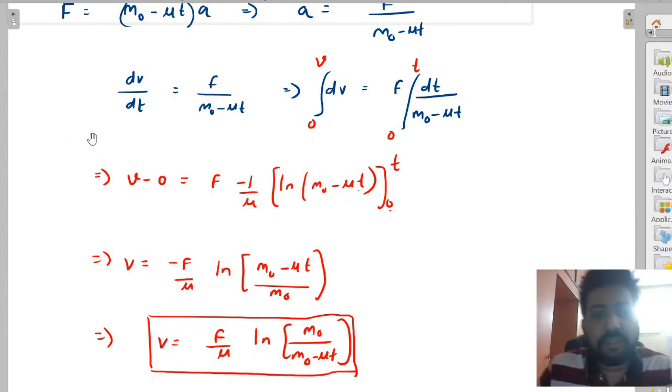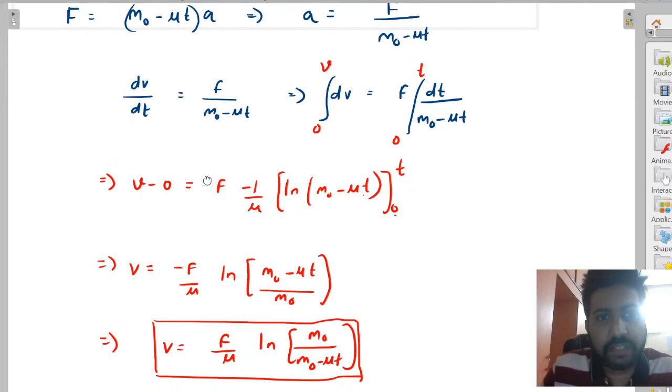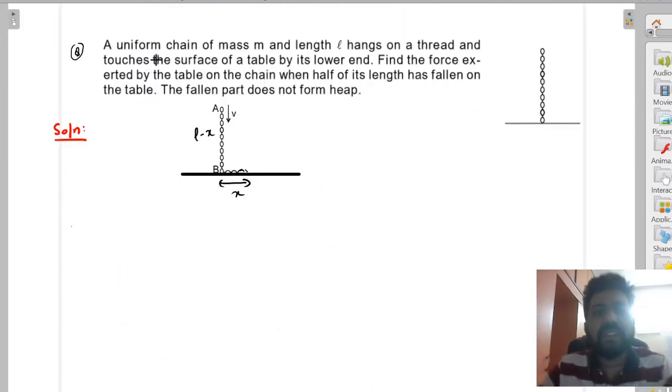So they have asked you the function of acceleration and velocity. We have found it. Now we will discuss the next problem. A uniform chain of mass m and length l hangs on a thread and touches the surface of a table by its lower end. Find the force exerted by the table on the chain when half of its length has fallen on the table. The fallen part does not form a heap.